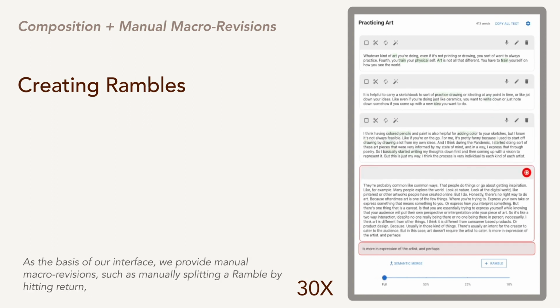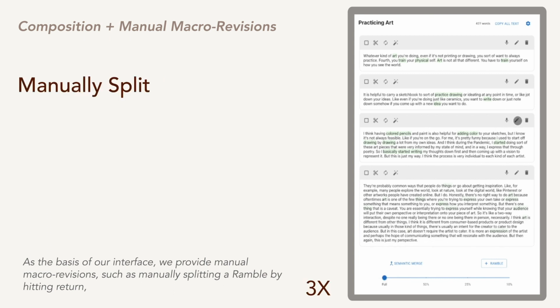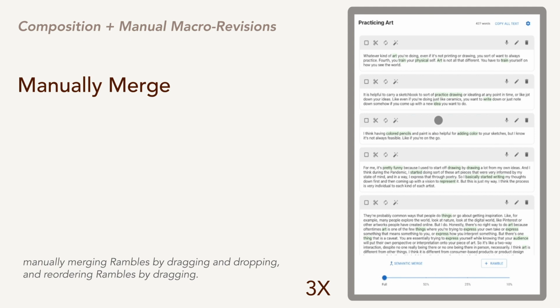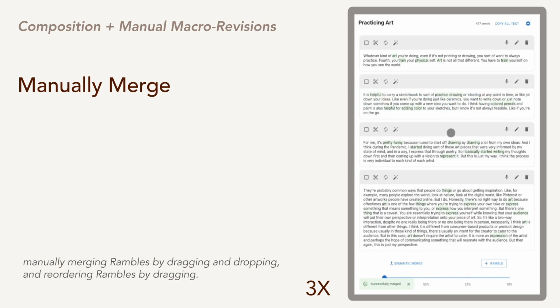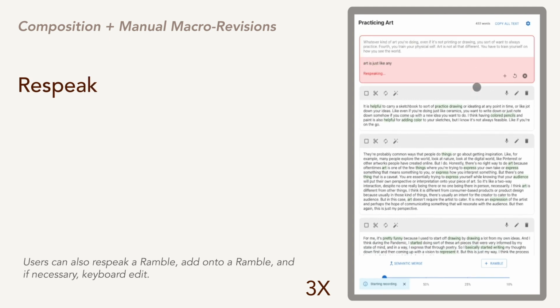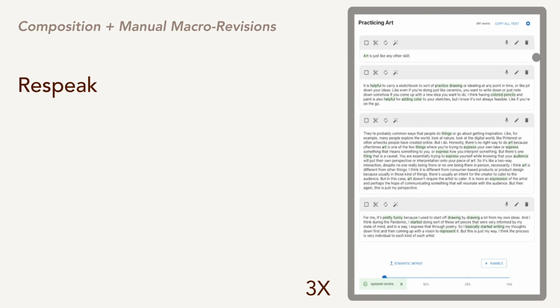As the basis of our interface, we provide manual macro revisions, such as manually splitting a ramble by hitting return, manually merging rambles by dragging and dropping, and reordering rambles by dragging. Users can also re-speak a ramble, add on to a ramble, and if necessary, keyboard edit.